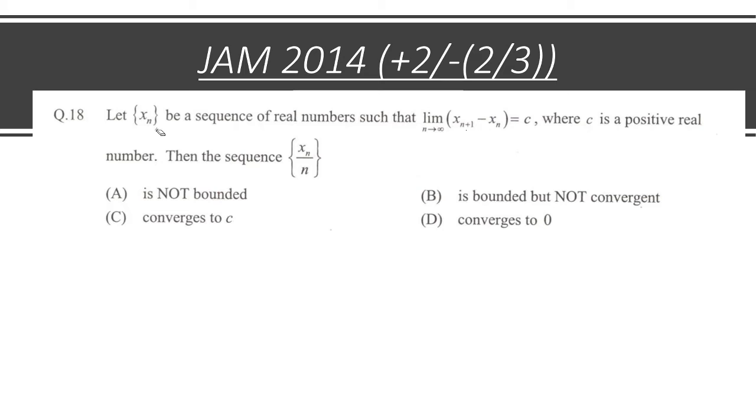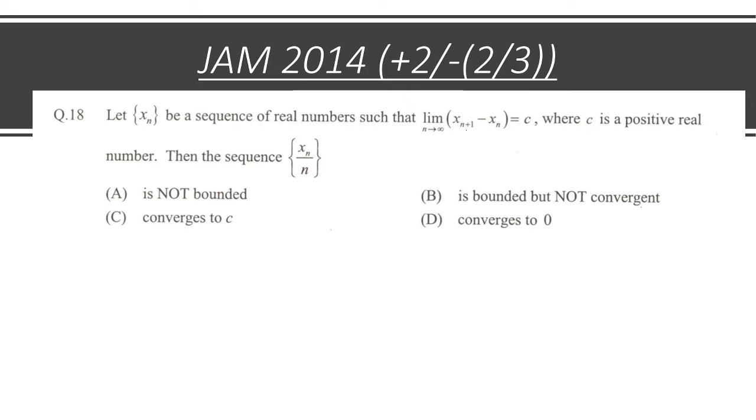The information is that xn is a sequence of real numbers. It could be positive, negative, anything. And the information is the limit as n tends to infinity of xn plus 1 minus xn is equal to c. That means for a sufficiently large value of n, the difference between two successive terms is equal to c, where c is some positive real number. Then what will happen to the sequence xn upon n? The options are: it is not bounded, it is bounded but not convergent, it is converging to c, or it is converging to 0. Interesting question.